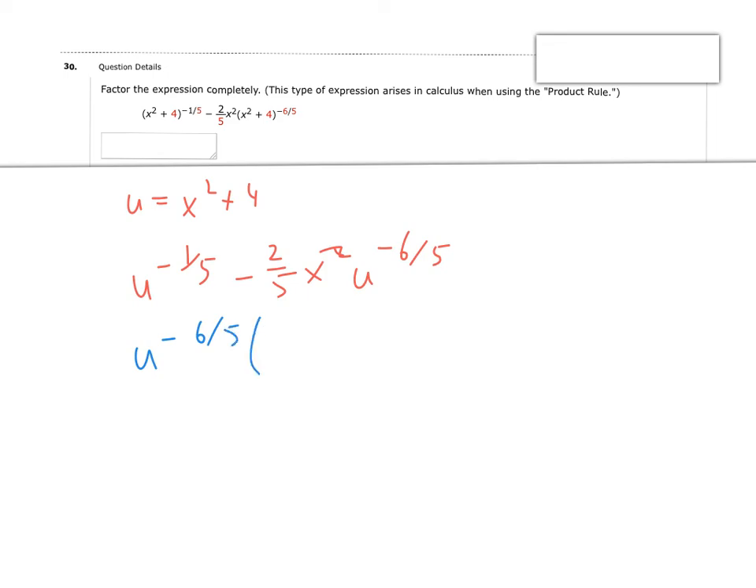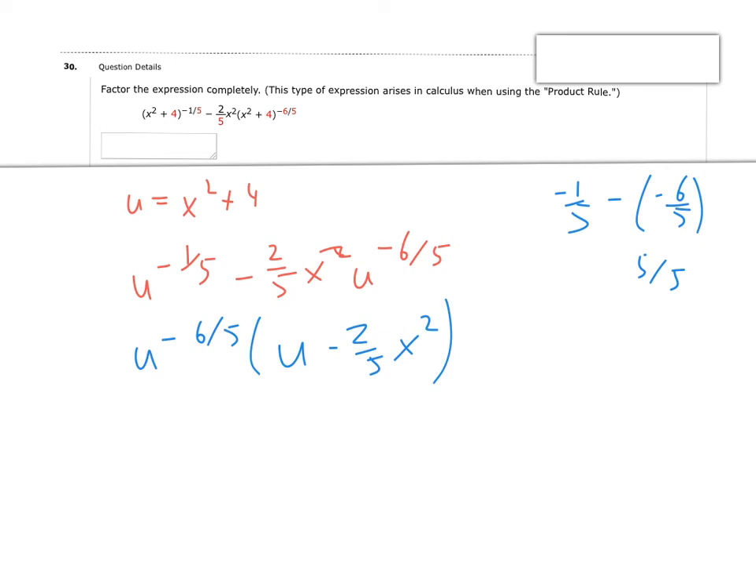That's the smallest exponent. And so that'll be left with a u, and I had a negative 1/5, and I took out a negative 6 over 5, so that's going to leave me with a 5 over 5. So that'll just be a first power of u. And then this one will be minus 2/5 x squared. No u there, since I took out the whole power there.